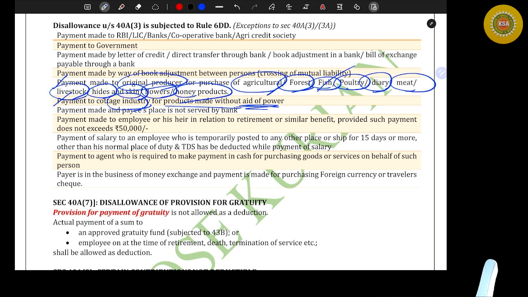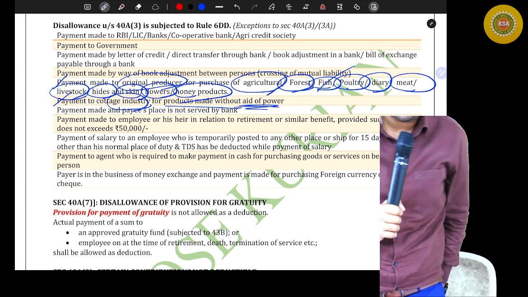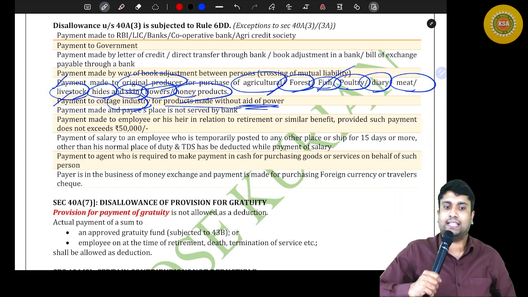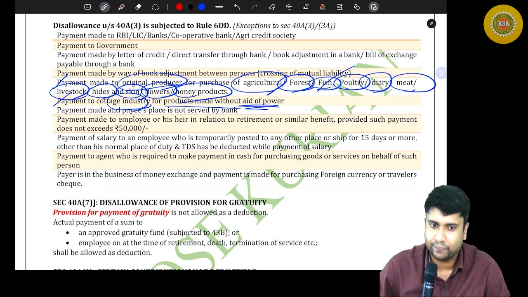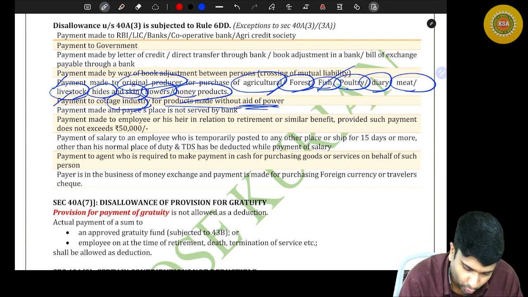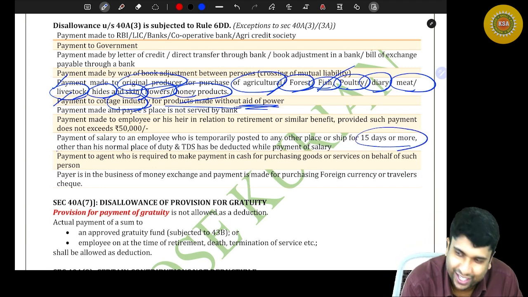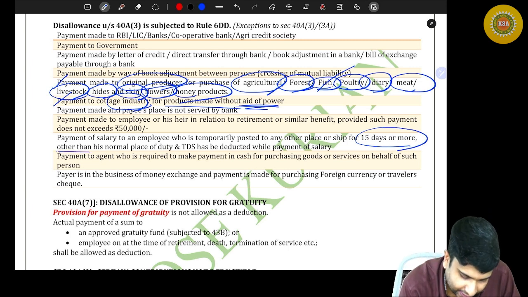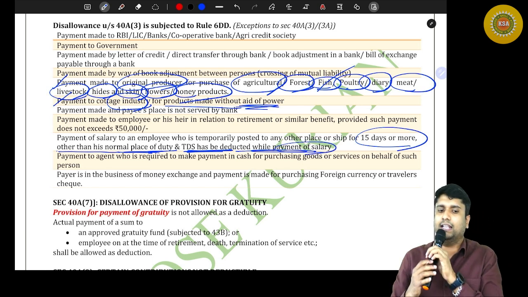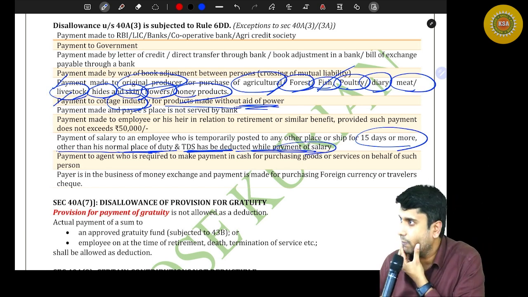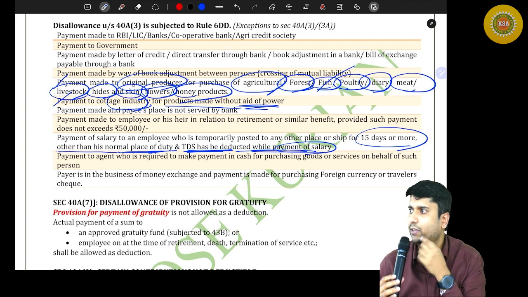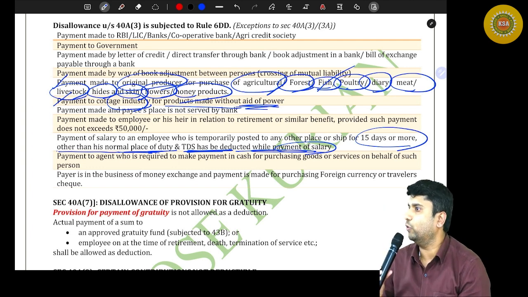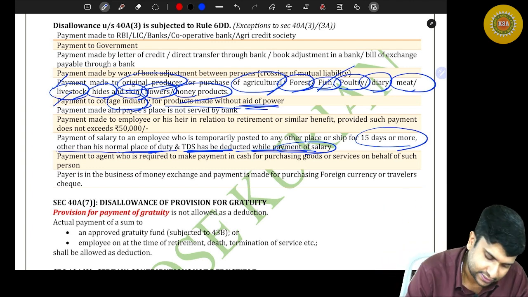Payment of salary to an employee who is temporarily posted to any other place or ship for 15 days or more, other than his normal place of duty, and TDS has been deducted while payment of salary. Correctly, TDS has been deducted at the time of paying salary. In that case, the department says, don't worry, you will get the protection of rule 6DD. And what is the next point?